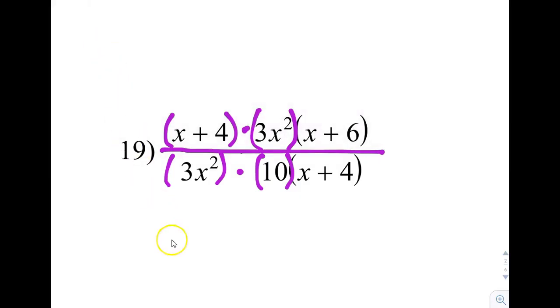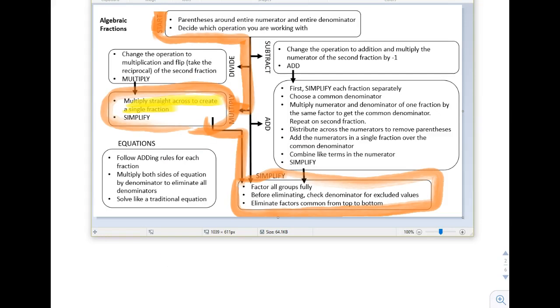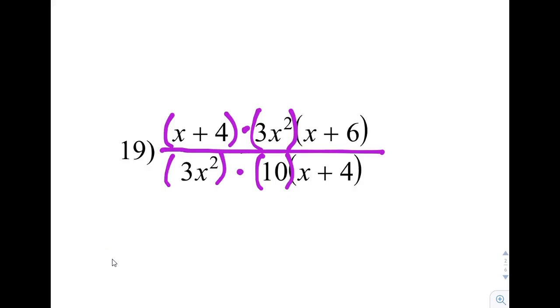Next, it says that we need to fully factor the top and bottom. We need to factor all groups fully. So here's a bunch of groups. Let's factor them out. X plus 4, done. This group right here, there's nothing we can do with. It is fully factored. The 3x squared we could break into 3 times x times x. We'll see if that's useful, so we'll leave that for the moment. X plus 6, fully factored, leave it. Down on bottom again, 3x squared. We'll see if it's worth factoring, but we could. 10 could factor into 5 and 2 if we needed to. And then the x plus 4 group is a whole group that's totally fine the way it is.